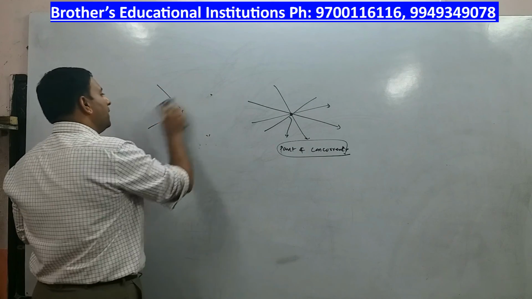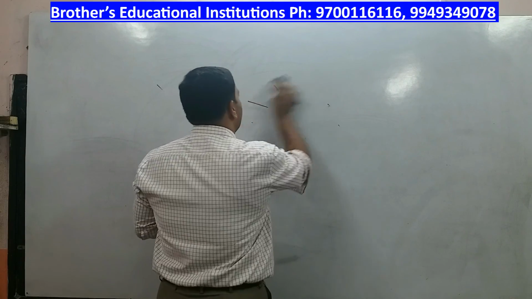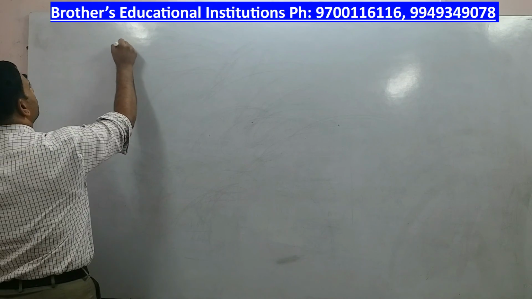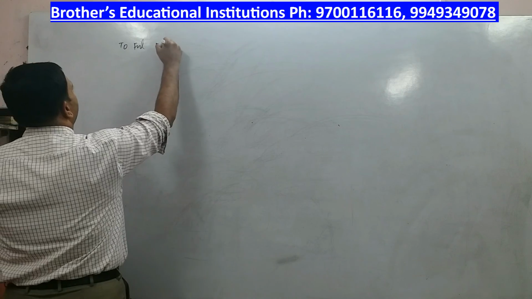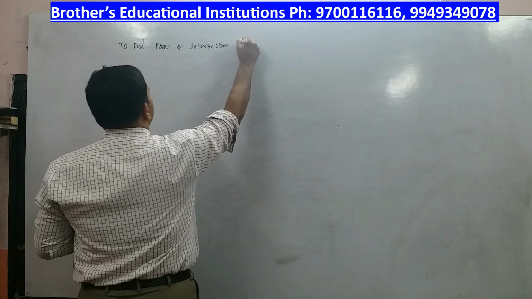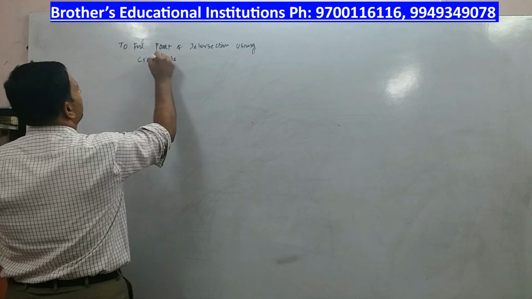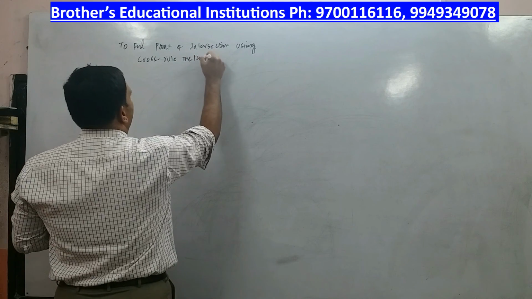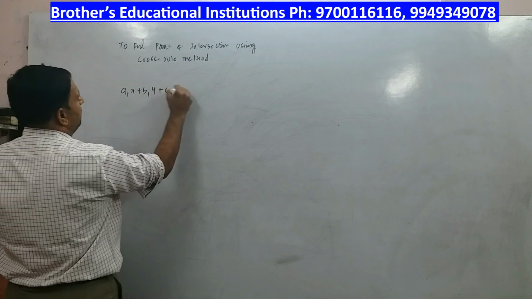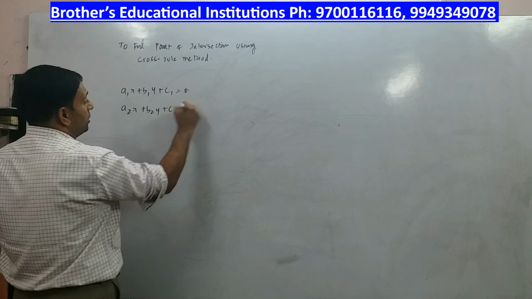Now let us try to realize and understand the general formula. How to find the point of intersection for the two given lines using cross rule method, right? To find point of intersection using cross rule method. I call that as cross rule method. For example, a1x plus b1y plus c1 is equal to 0 and a2x plus b2y plus c2 is equal to 0 are the two lines given to you.